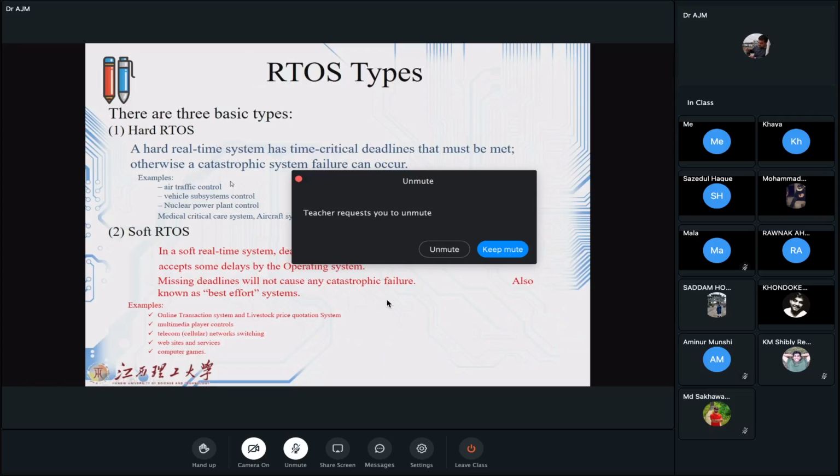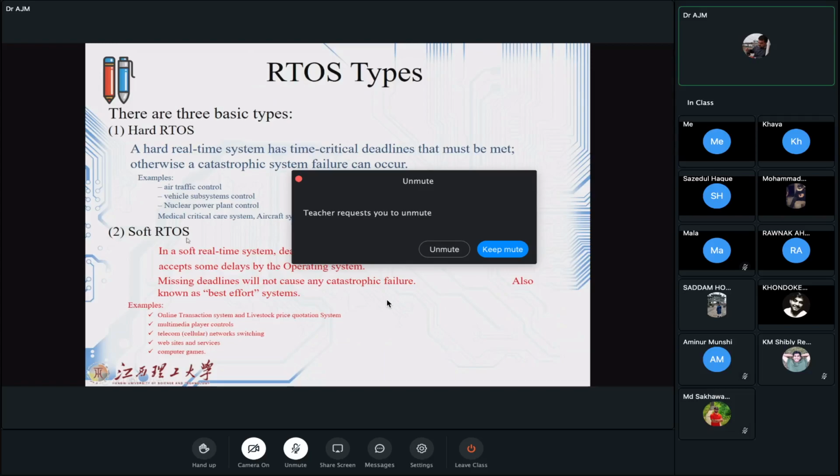This RTOS also can be divided into two parts. One is hard RTOS, another one is soft RTOS. A hard real-time operating system has time-critical deadlines that must be met, otherwise system failure can occur. Some examples are air traffic control, vehicle subsystem control, nuclear power plants, medical critical care systems and aircraft systems.